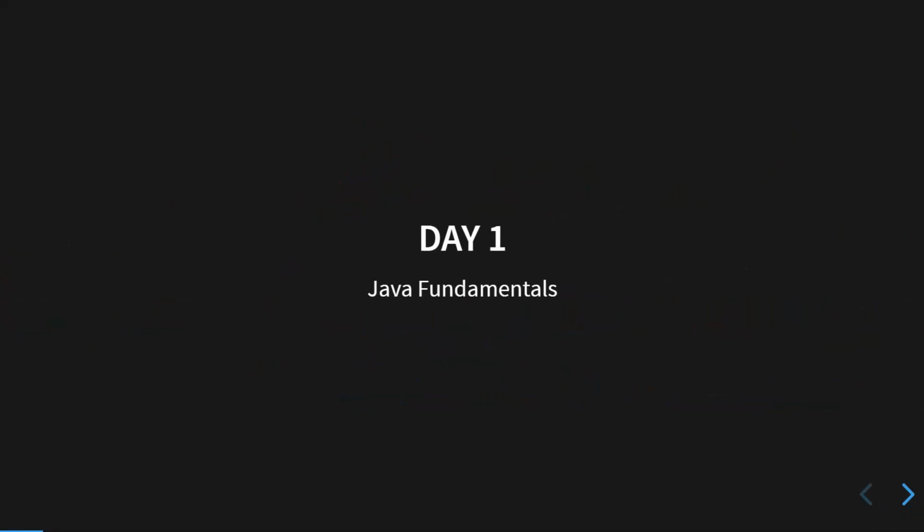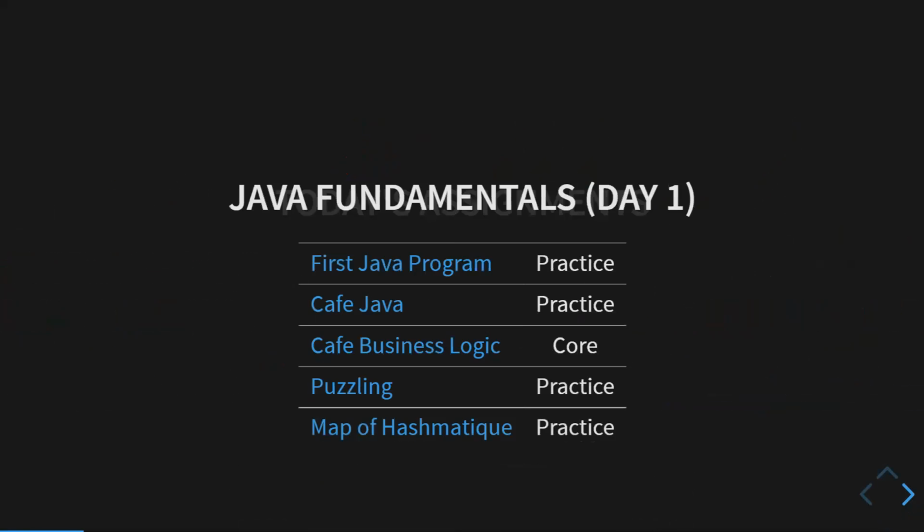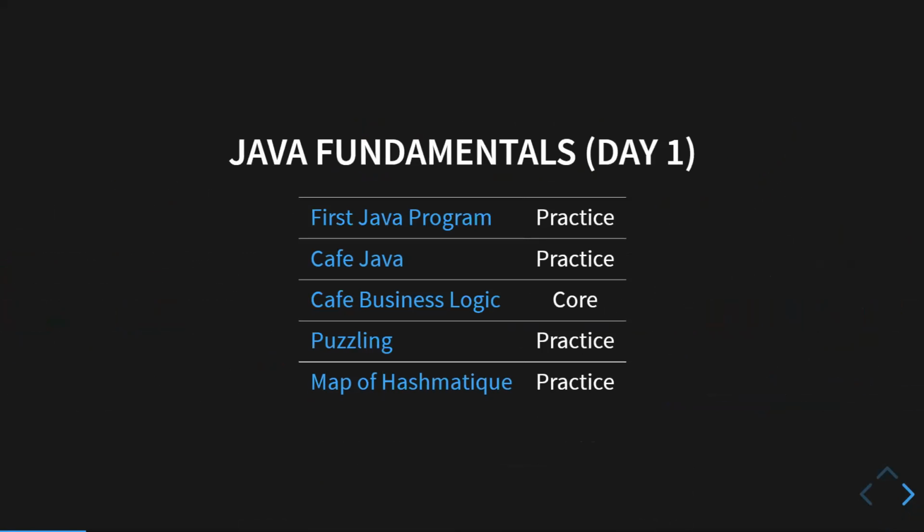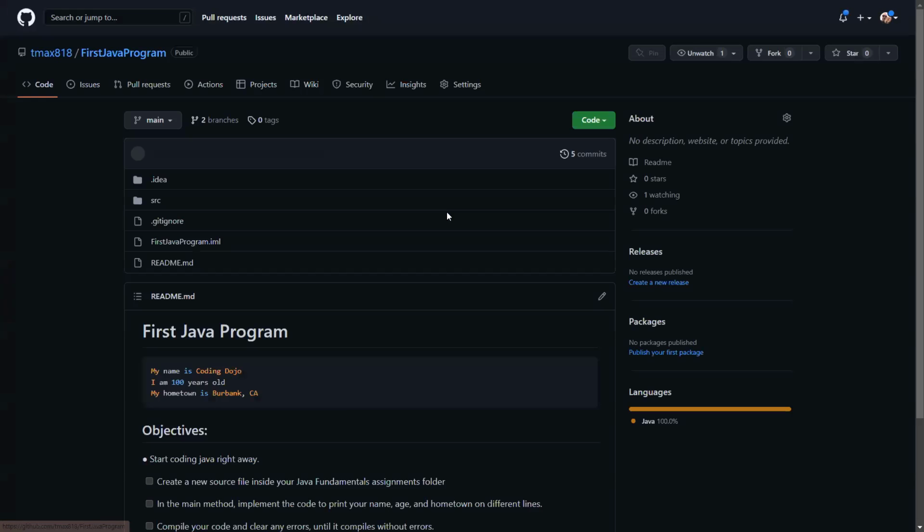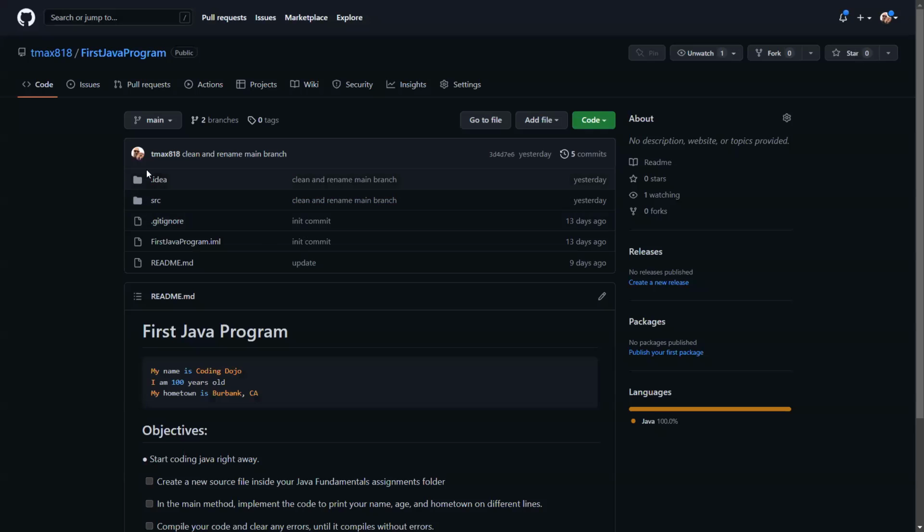Java fundamentals. So the assignments for today are first Java program, Cafe Java, Cafe Business Logic, puzzling, and the map of the, how do you say that? Hashmatique, I guess? I don't know. Whatever. Each of these is a link to my GitHub repositories for these assignments. If you click on one of them, it'll take you to the repository.